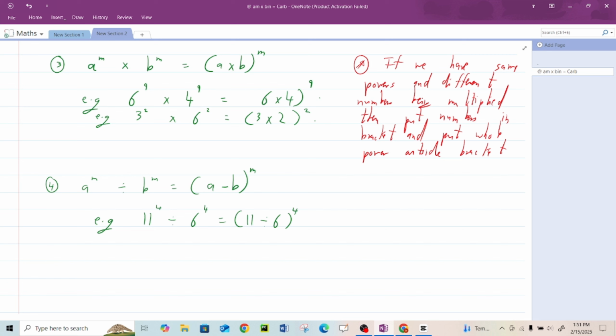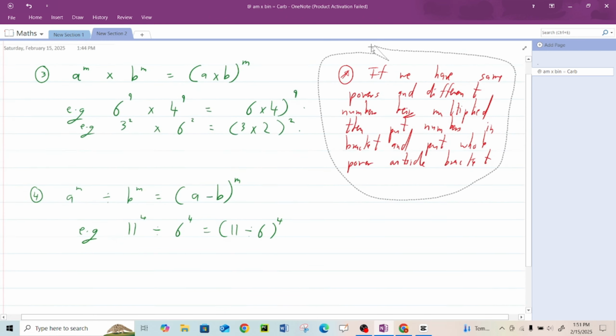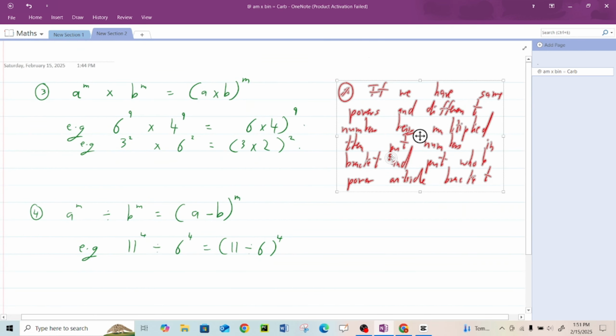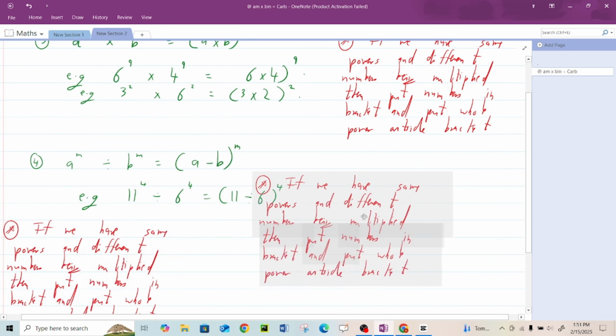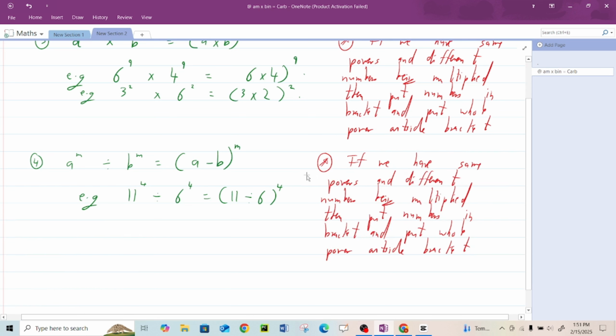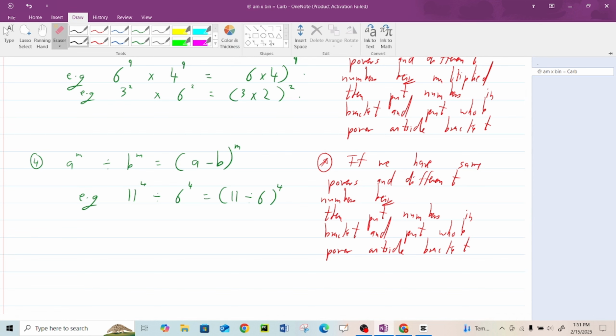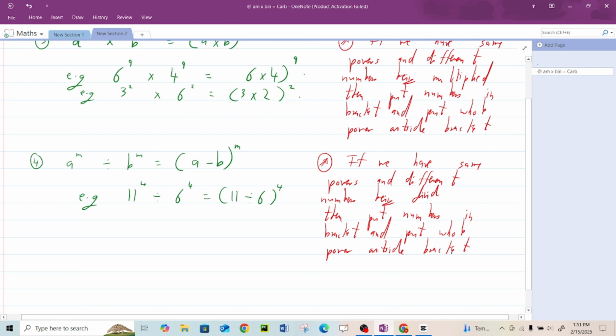Okay, so the rule is going to be, let's first take it, where's my lasso? Exact same thing here. Okay, copy it, then paste here. And here we got it now. Okay, let's also highlight the keywords. So if you have the same power, different numbers being divided, put the numbers in a bracket and put the whole power outside. Exact same thing. Just the thing that's going to change here is our division sign. We also highlight that here. So dividing here and multiplying here.